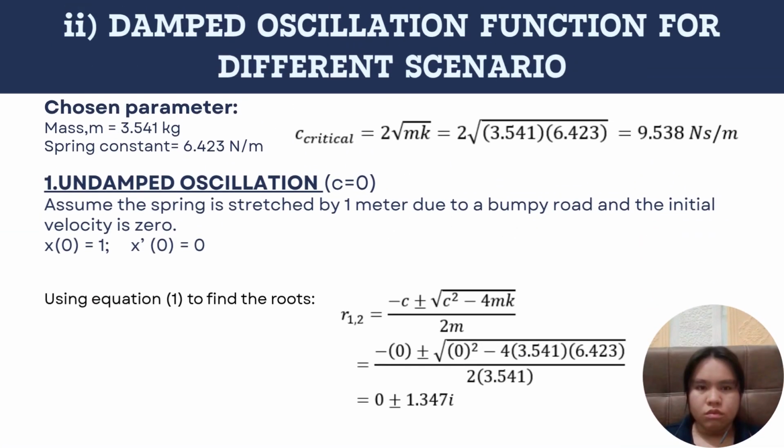The next part is the oscillation function for different scenarios. Our group set mass equal to 3.541 kg and spring constant equal to 6.423 newtons per meter. C critical can be found by using the equation 2 times the square root of mk, and we got C critical is 9.538 newton seconds per meter.